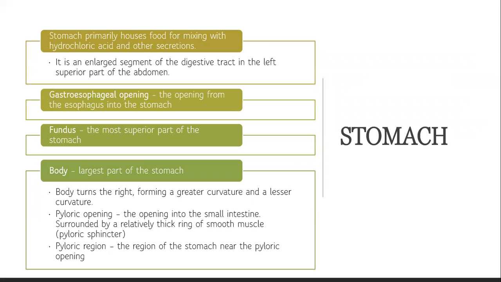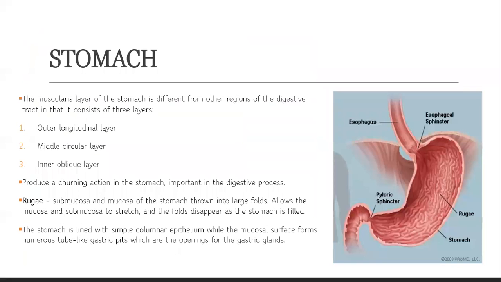So the body turns to the right, forming a greater curvature and a lesser curvature. And in the body of the stomach, we have the pyloric opening and pyloric region. The pyloric opening is an opening to the small intestine surrounded by a relatively thick ring of smooth muscle, also known as the pyloric sphincter, while our pyloric region is the region of the stomach near the pyloric opening. So these two are very important in the movement of the food out of the stomach.